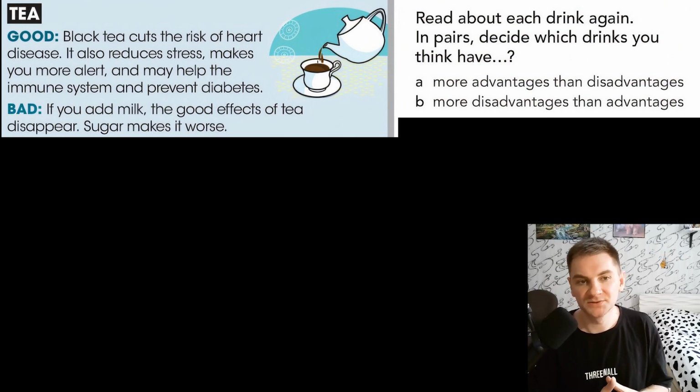Tea. I think tea is good. It has a lot of advantages. But for me, there is only one big disadvantage. It's not tasty. I don't like the taste of it. Maybe green tea is sometimes okay, but I don't know. I'm not a fan of tea. But anyway, I think drinking good tea is always healthy. What do you think of tea?